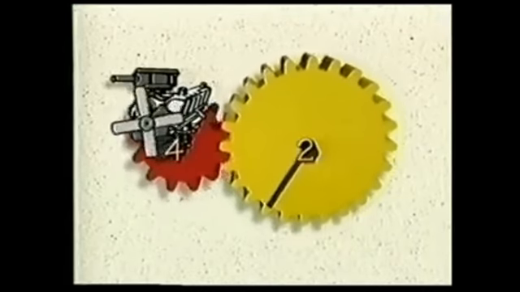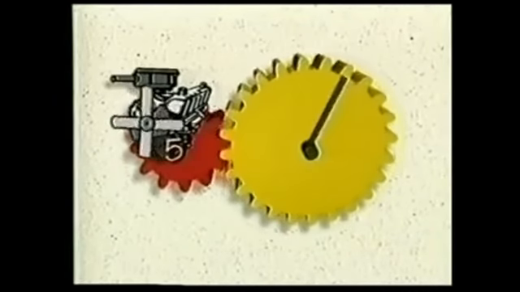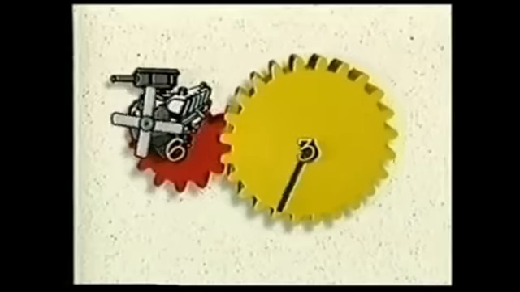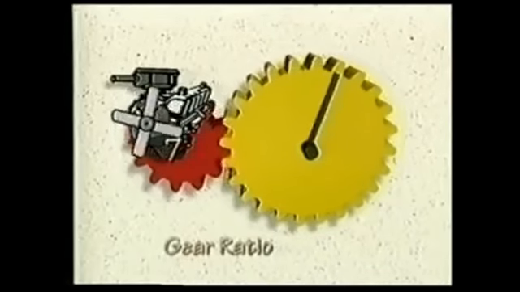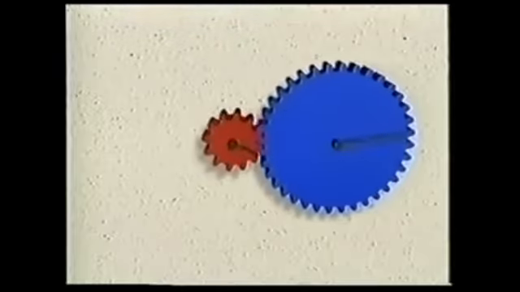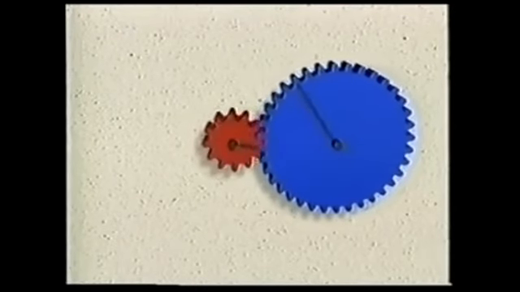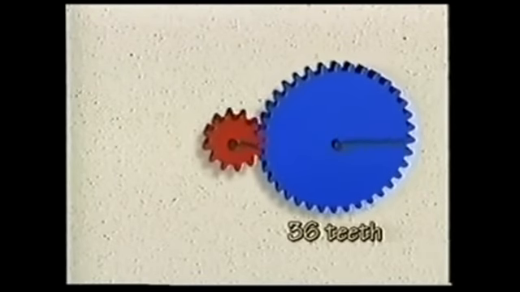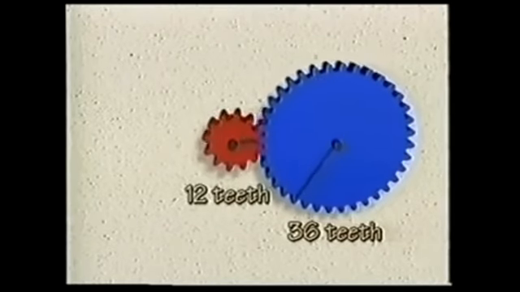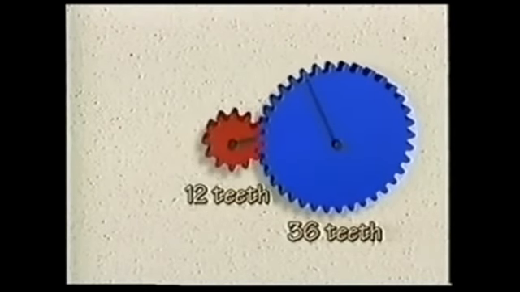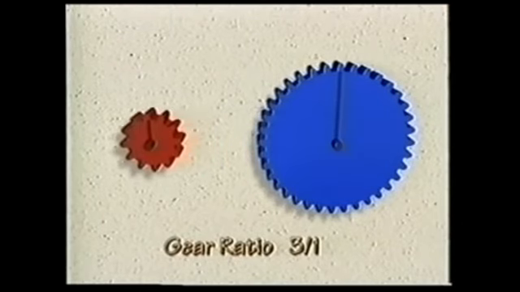The ratio of the number of revolutions of the driver gear to the number of revolutions of the driven gear is called the gear ratio. The gear ratio can be changed by changing the size of the gears. In this example, the blue gear with 36 teeth is 3 times larger than the red gear. This gear ratio is 3 to 1.